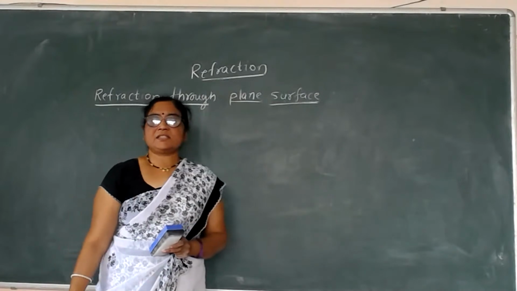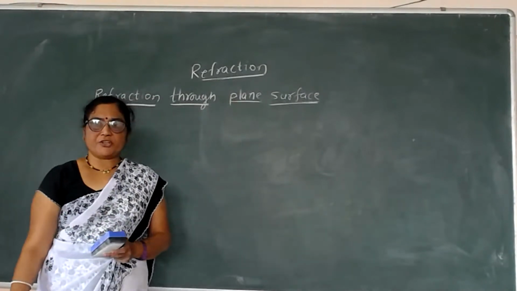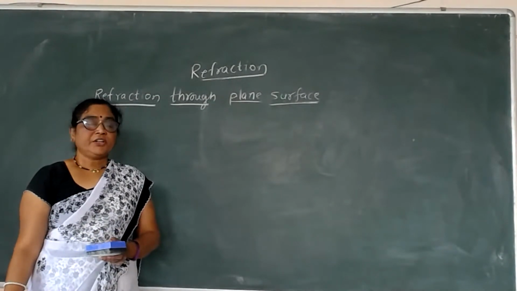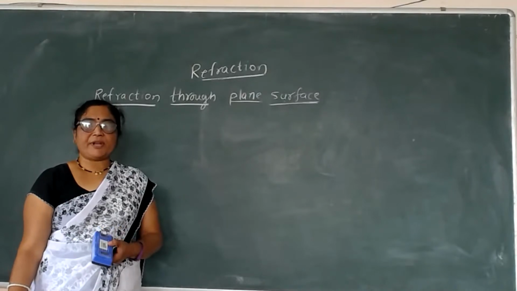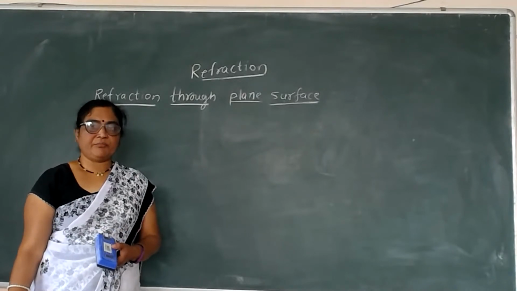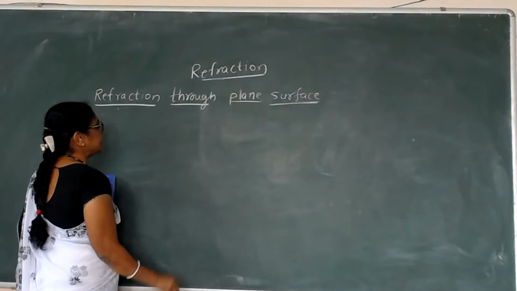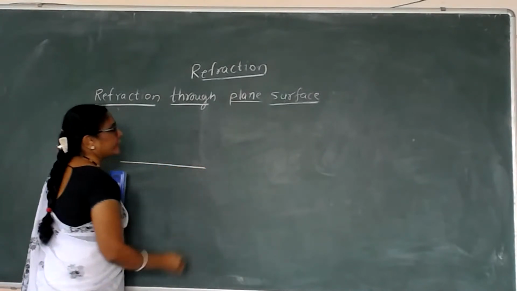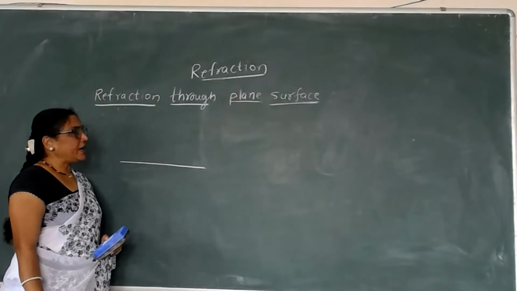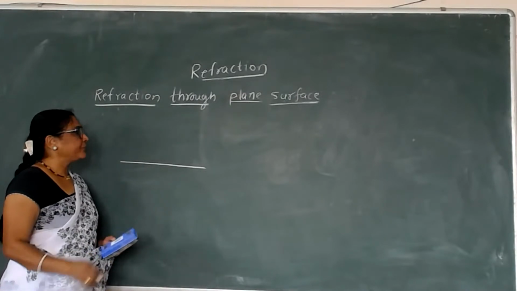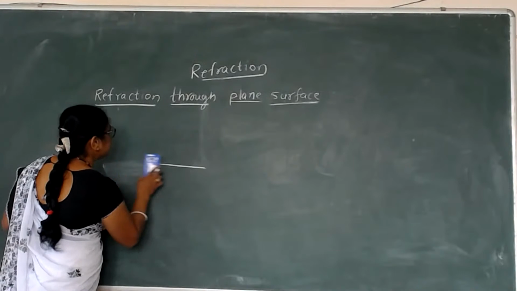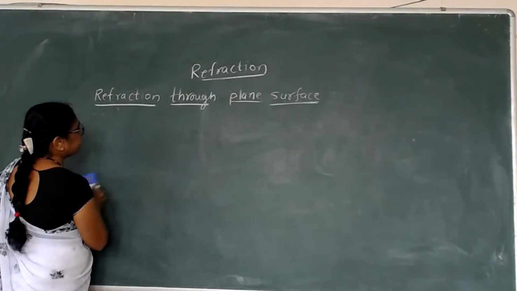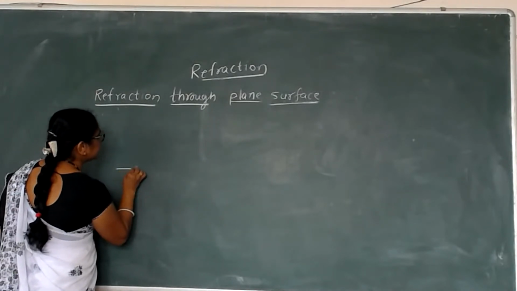In the last class, we studied the polished surface. Due to the polished surface, the ray of light comes back in the same medium. But if we take the plane surface, here this is a plane surface. On this surface, when the ray of light is incident, the surface is homogeneous.